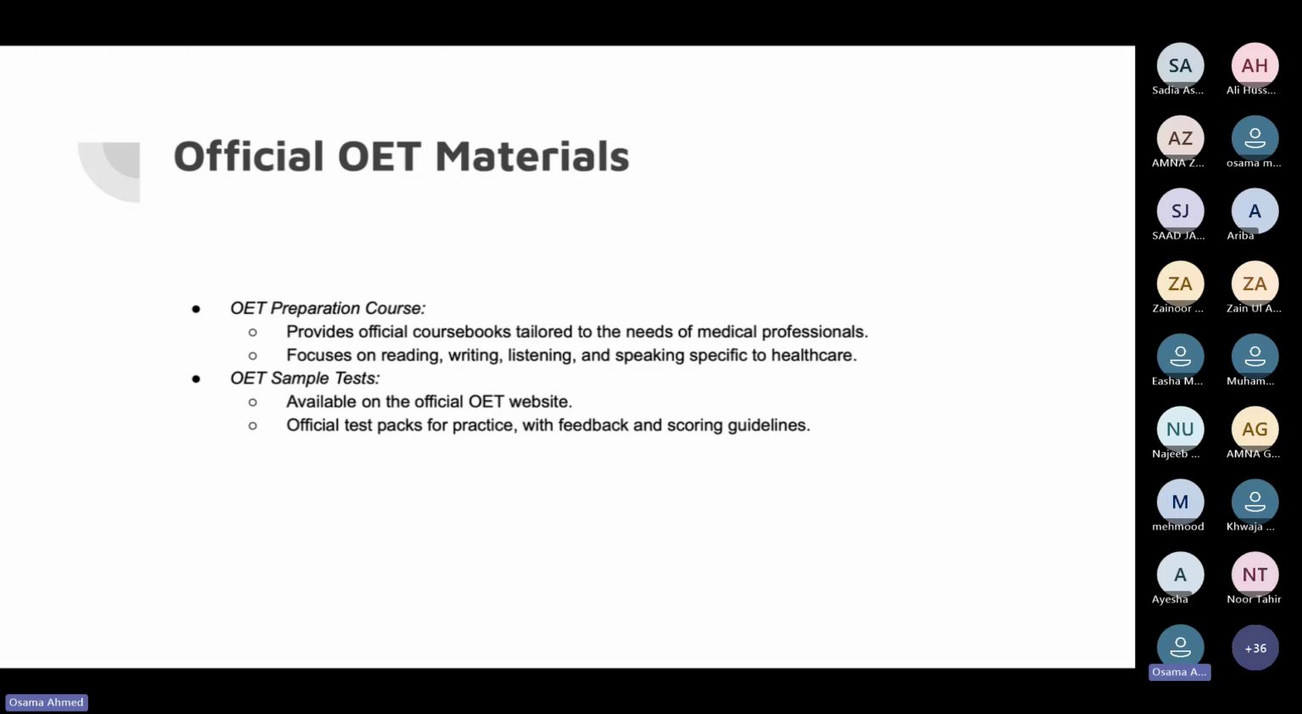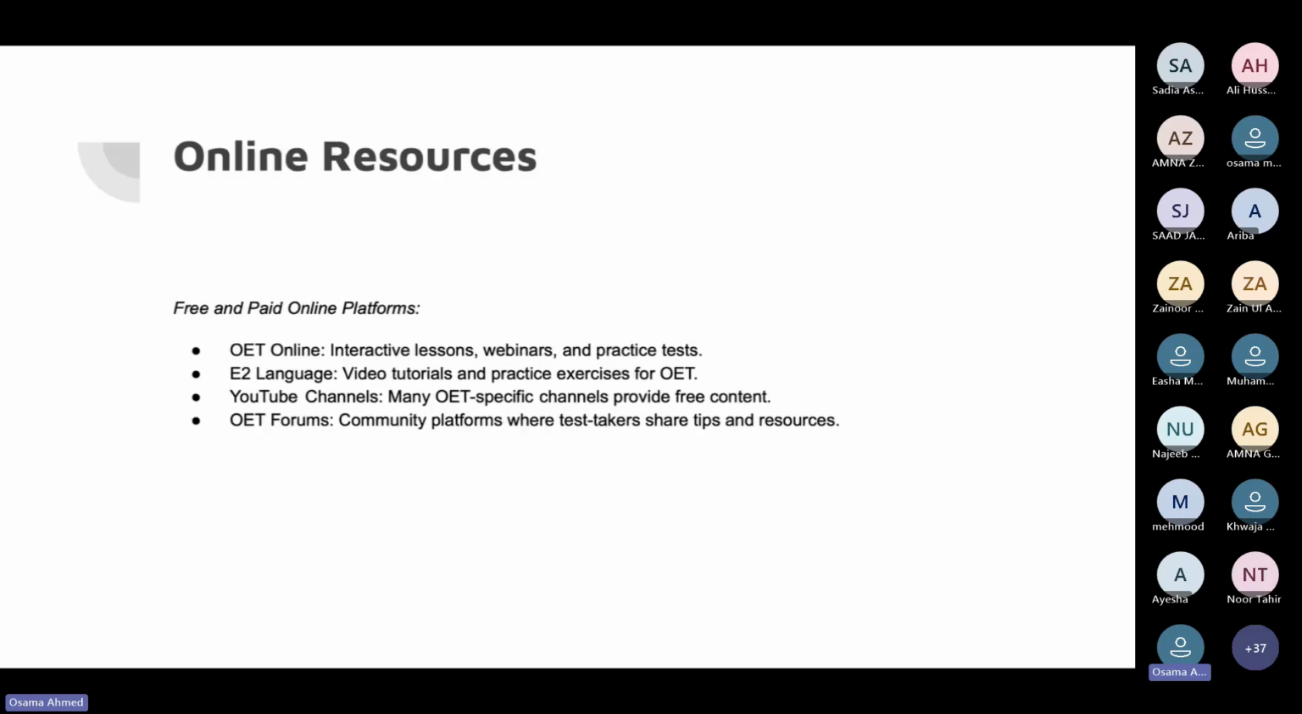There are also a few books available in the local market, because OET sample tests they sell officially online, but there are a few books available in local markets where you can get them. But I really don't think they're very necessary, because the main thing you need to practice is listening, and that's mainly for online resources. So moving forward, we'll go to the various online resources we have.